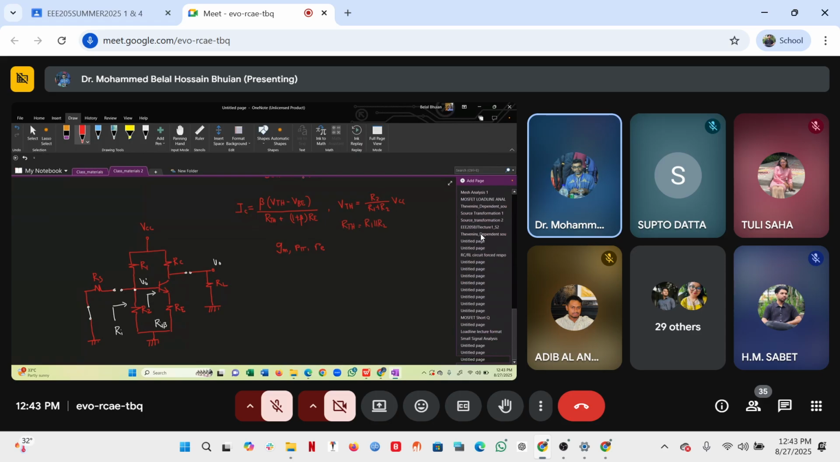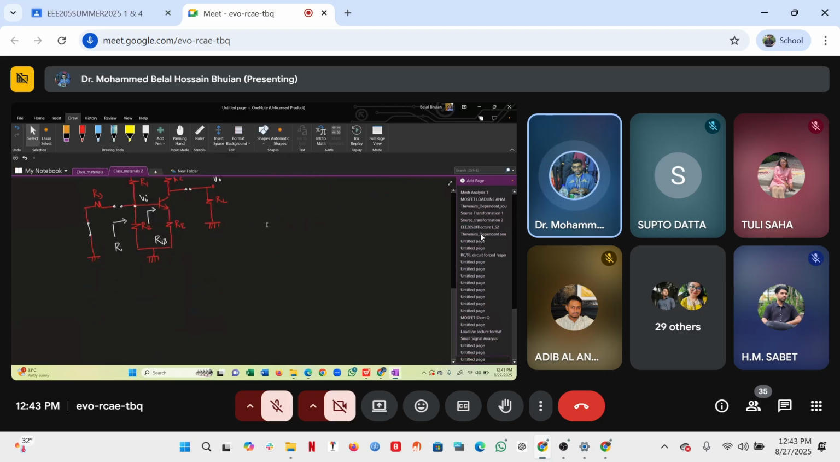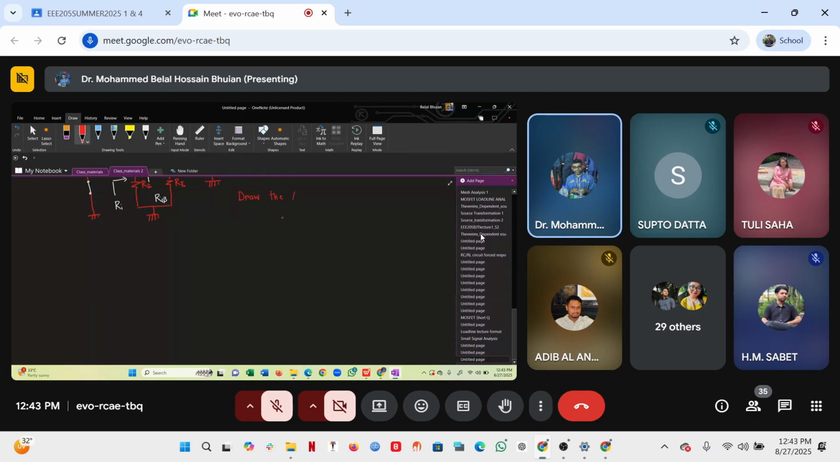That's it. So now that we obtain the small signal parameters, the next part would be to draw the AC equivalent circuit. So draw the AC equivalent circuit. Then what are the steps to draw the equivalent circuit?